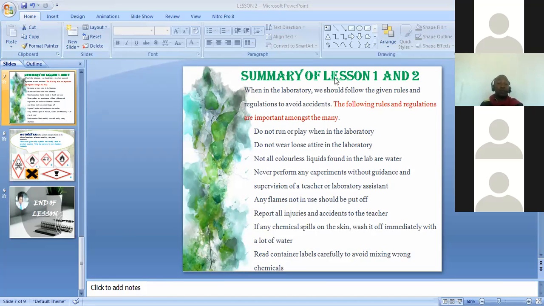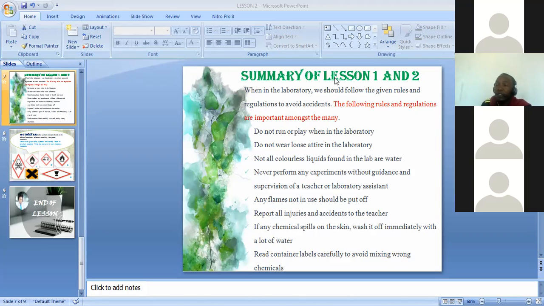Not all liquids you find in the lab are going to be water. So even other dangerous liquids can be colorless. So when we are in the lab, I don't expect you to eat or drink anything, because you might end up taking an acid thinking that it is water.